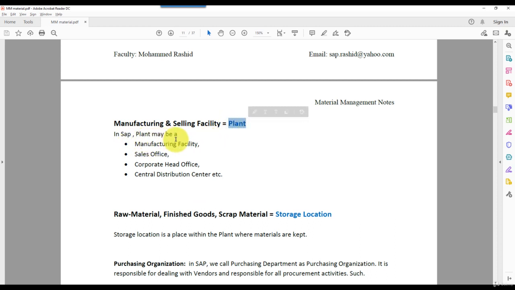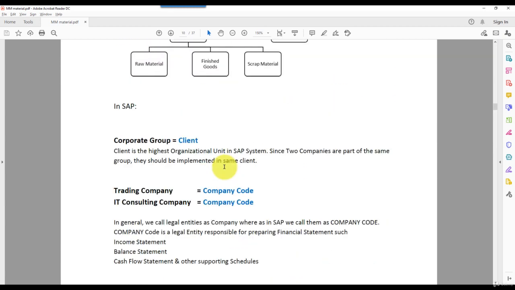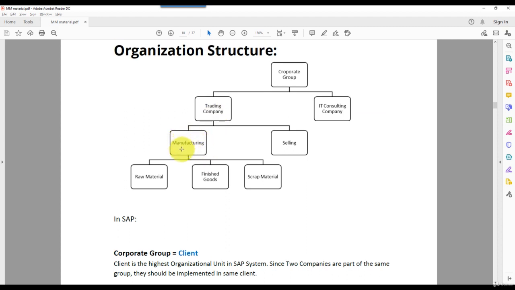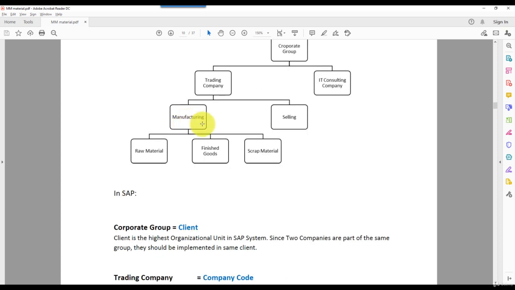In SAP, a plant may be a manufacturing facility or sales office or corporate head office or distribution center. It could be anything. Based on our requirement, we have to create the plant. In this case, you need to create manufacturing as one plant, selling as one plant. This manufacturing department is further divided into three parts. Here we are mapping this manufacturing to plant.